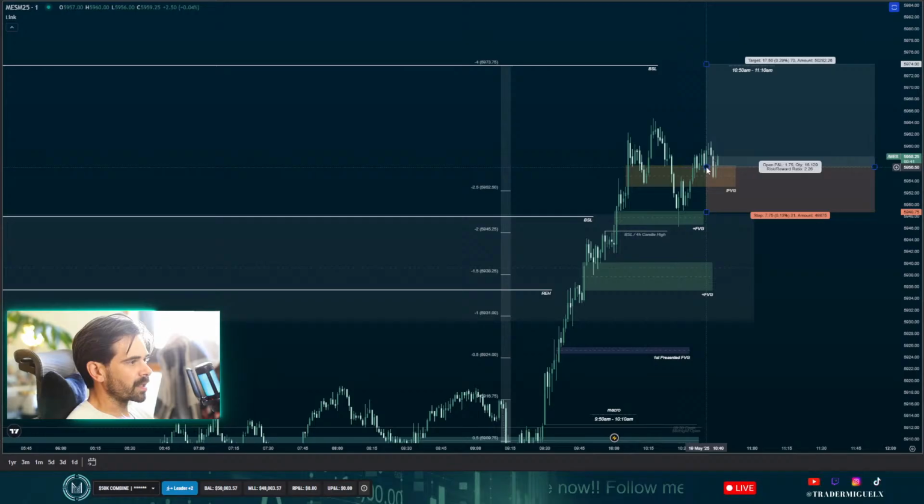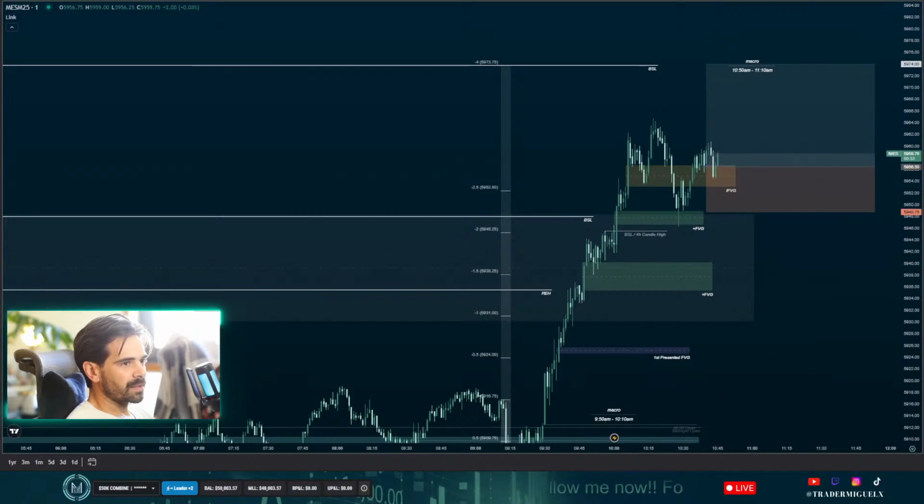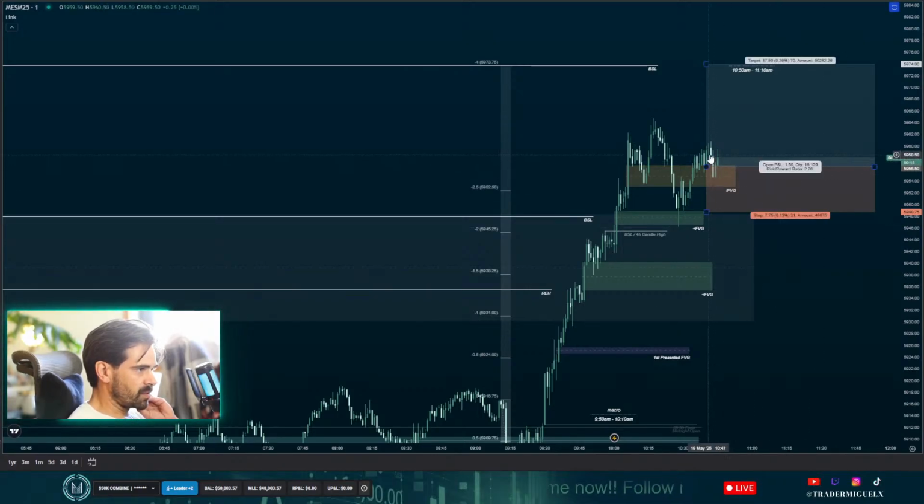Yeah, but it seems like a nice reaction here. I like how price just reacted here. Look that we right away inverted the bearish fair value gap that was formed here.